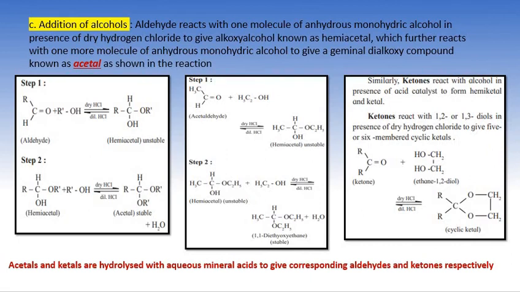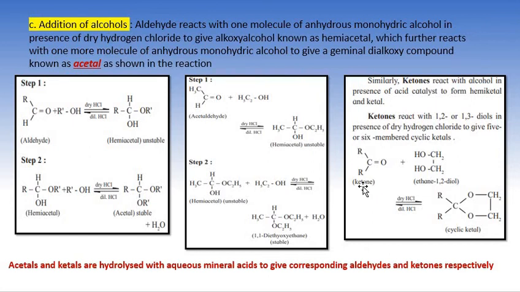Now, addition of alcohols. Aldehyde reacts with one molecule of anhydrous monohydric alcohol in presence of dry HCl to give alkoxy alcohol known as hemiacetal first. Then it will react further with one more molecule of anhydrous monohydric alcohol to give you geminal dialkoxy compound, and such geminal dialkoxy compounds are called acetals.